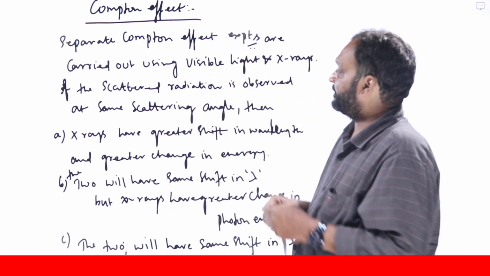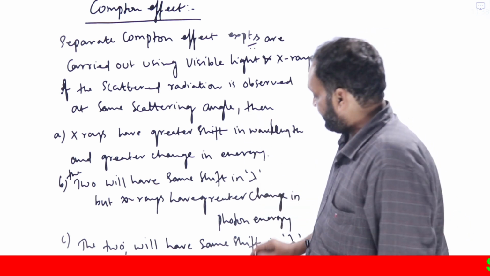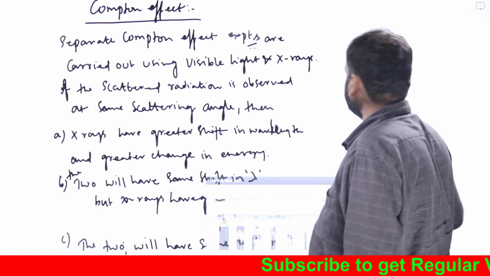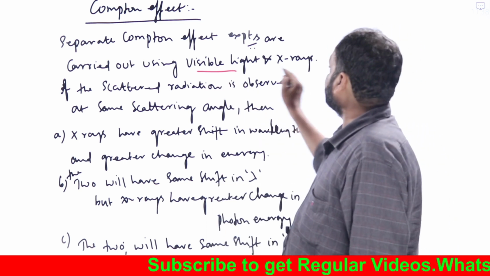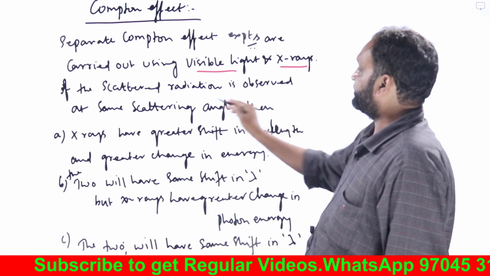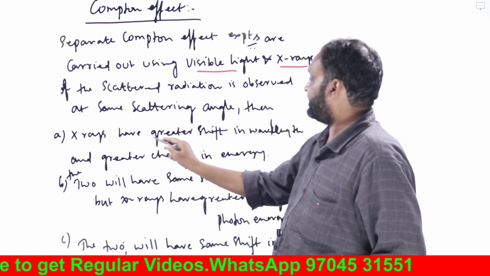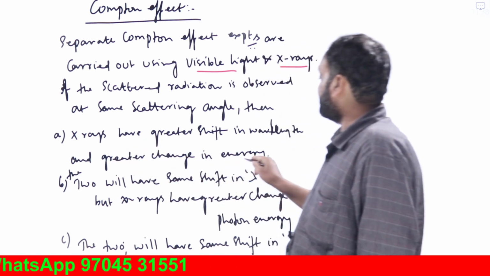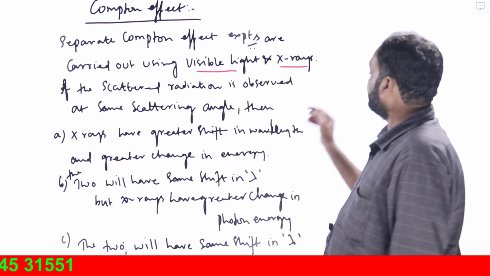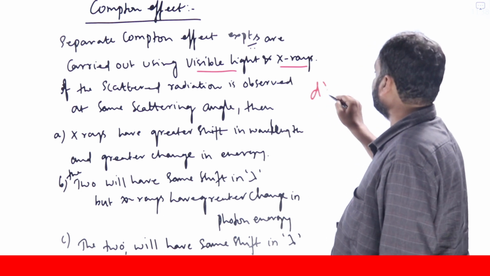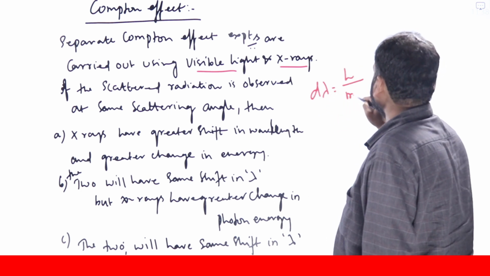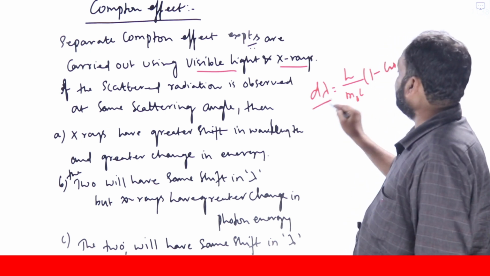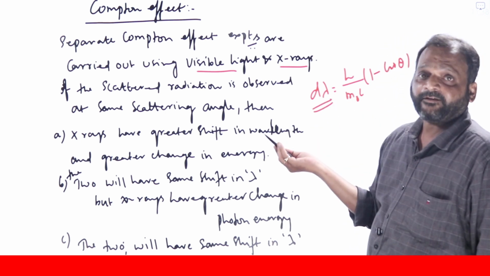Now the question is, the experiment is done with visible light and X-rays. If the scattered radiation is observed at the same scattering angle, then X-rays have greater shift in wavelength and greater change in energy. What is the expression for Compton shift? Compton shift is d lambda equal to h by m naught c into 1 minus cos theta. At a given angle, d lambda is constant. It is independent of lambda.